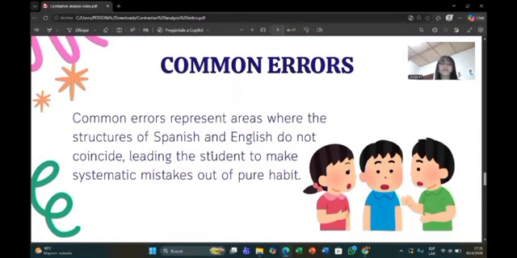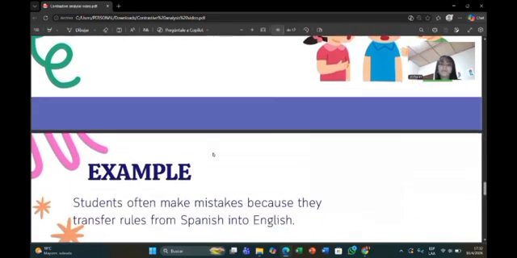Common errors. Common errors represent areas where the structures of Spanish and English do not coincide, leading the student to make a systematic mistake out of pure habit.